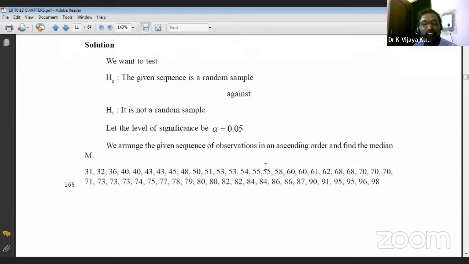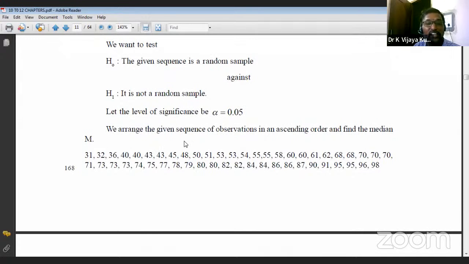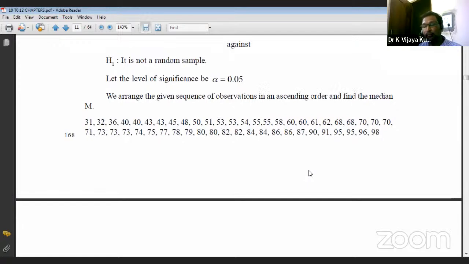100 numbers. So we arrange the given sequence in ascending order. You will find the median.